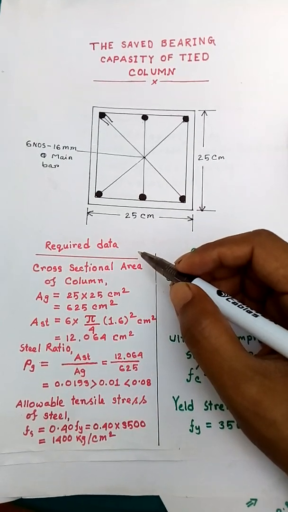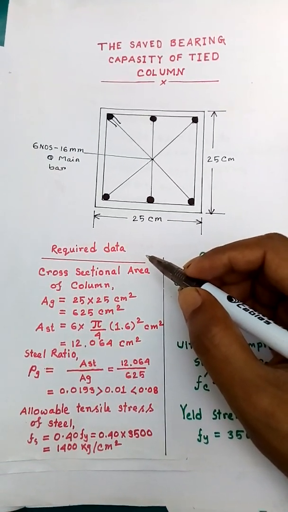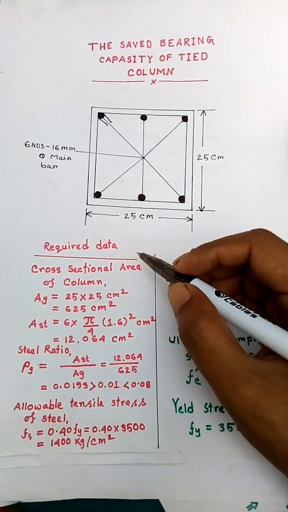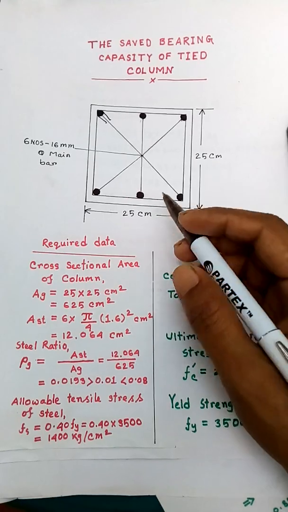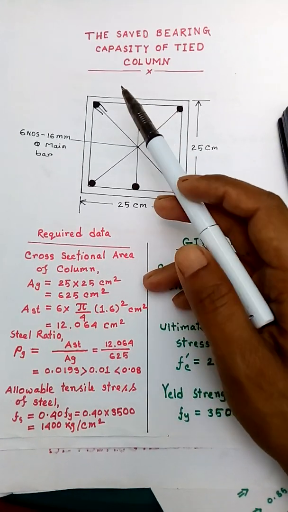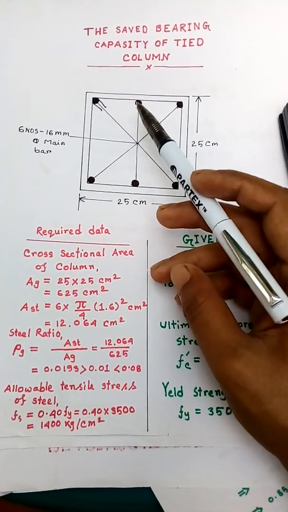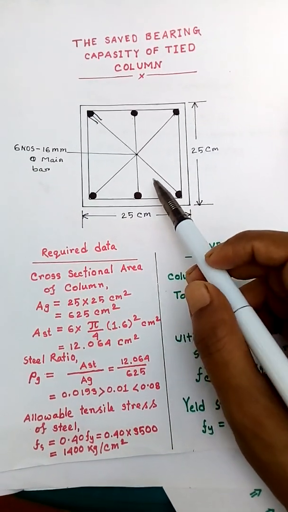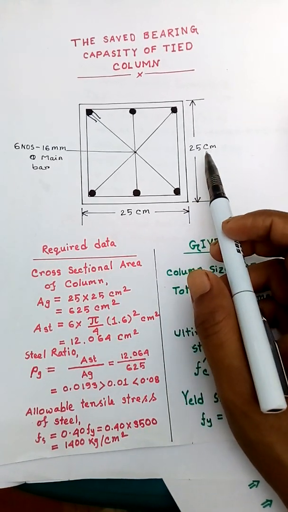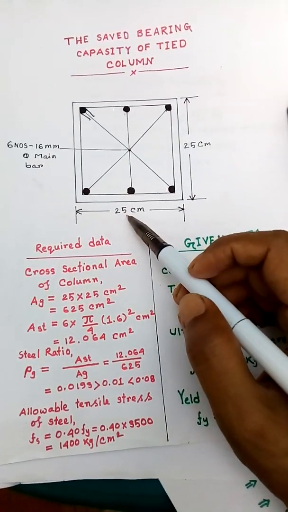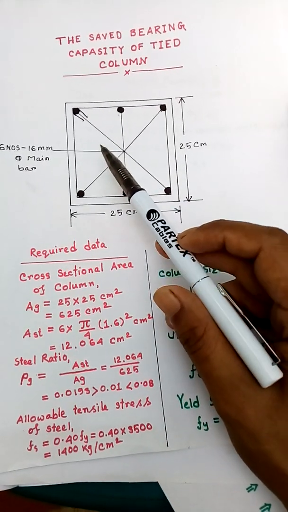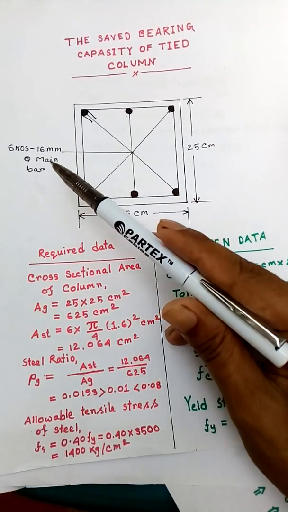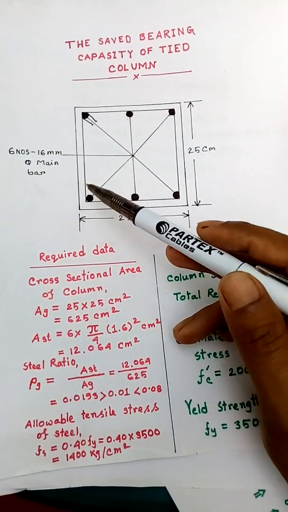In this tutorial we will learn about the safe bearing capacity of an R.C.C tied column. The size of the column is 25 centimeter by 25 centimeter, and the longitudinal bars are 6 pieces of 16 mm diameter main bar.